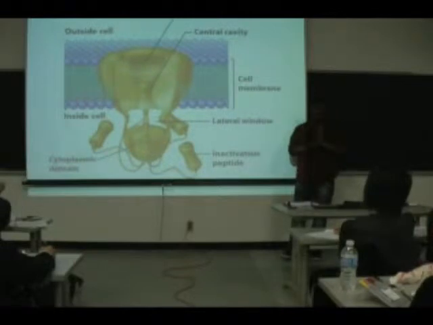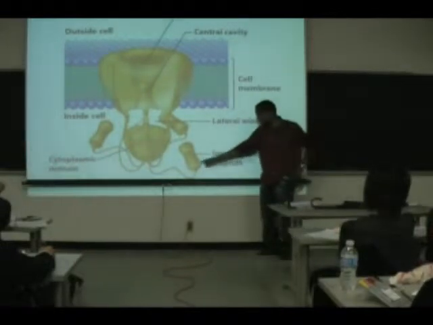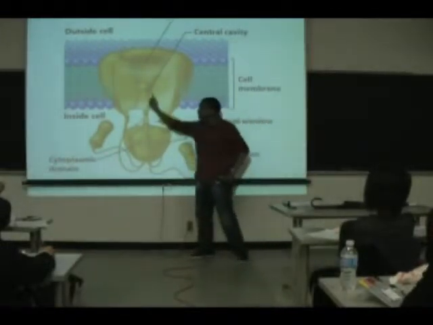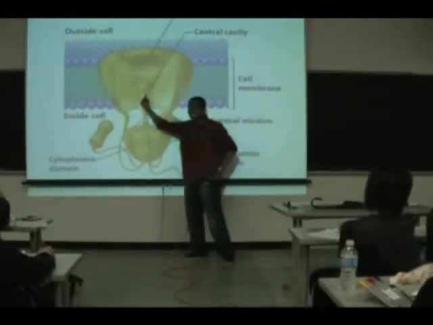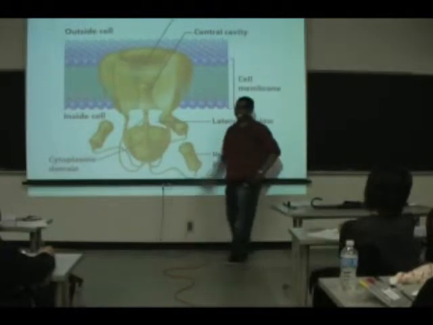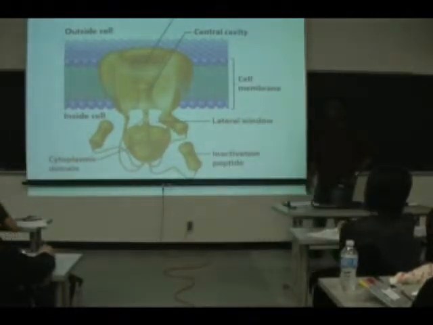Now what happens? This thing doesn't just close again. One of these inactivation peptides actually shoves itself right up there, shoves itself in there and plugs it up. So this thing is inactive.